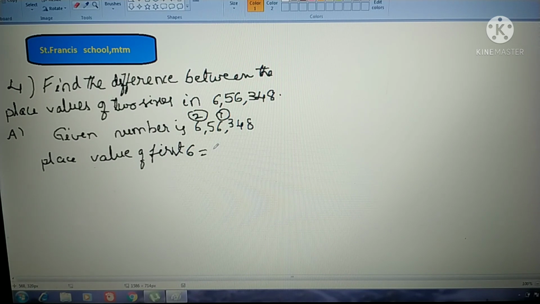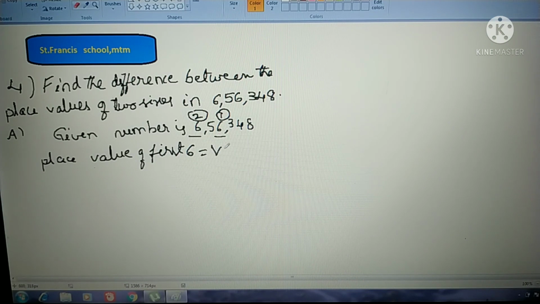Fourth one, see here in the first exercise only. Find the difference between the place values of two sixes in 6,56,348. This is the number they have given. We have to find out the difference of the place values of two sixes here. Here see this one, this is the first 6 and this is the second 6. So first we will find out the place value of the first 6.